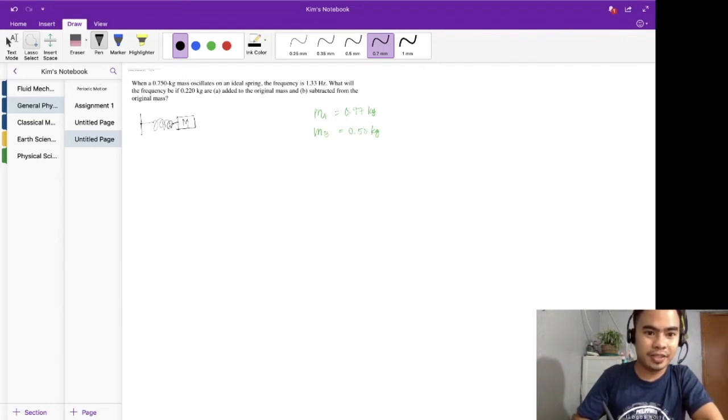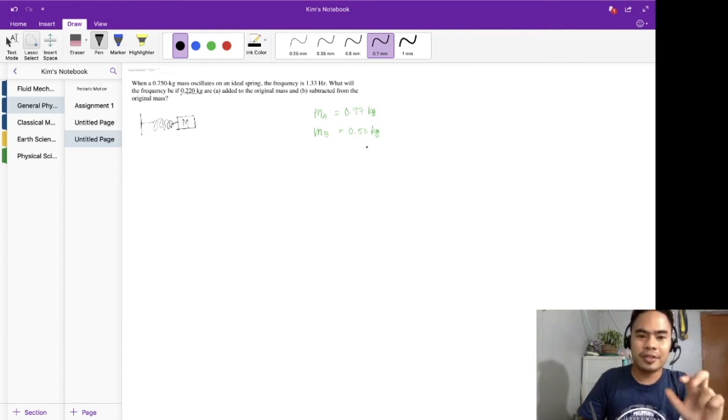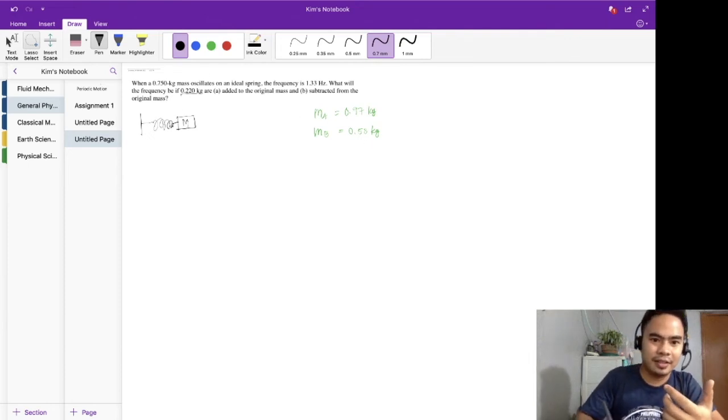So I just wrote here the masses. So mass A is when you already add the 0.220 kilograms, and mass B is the one with which you deduct the 0.53 kilograms. Now, the first thing that you need to realize is that if I'm going to draw the cases here, I will say A, in which you now have MA, meaning this is where you have additional mass on the spring, and then you're working on the same spring, and then you have mass B.